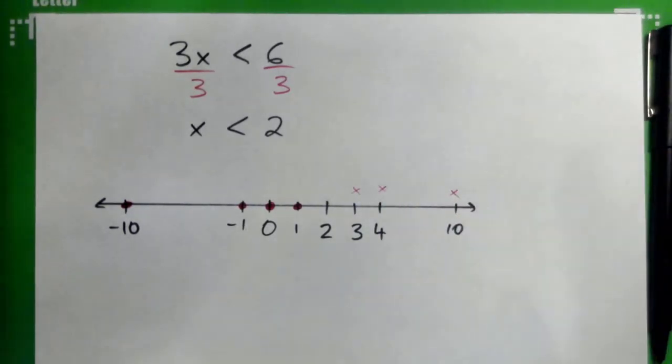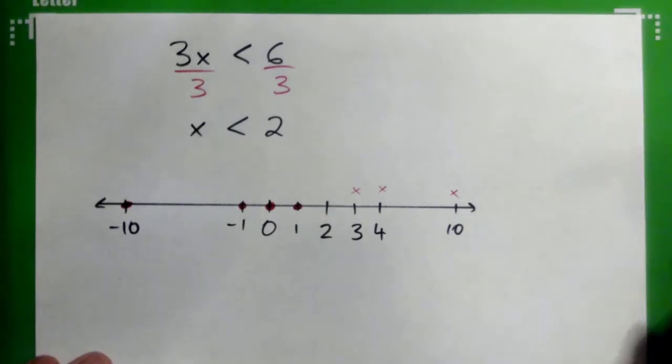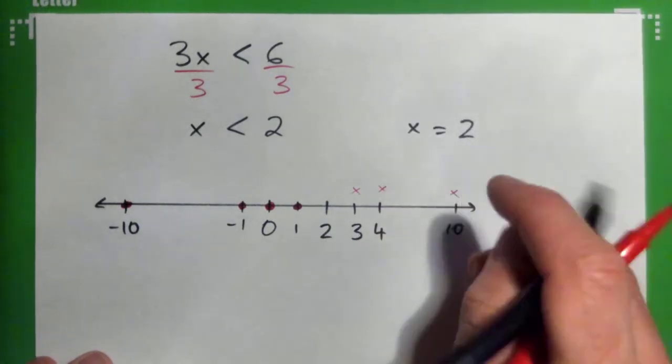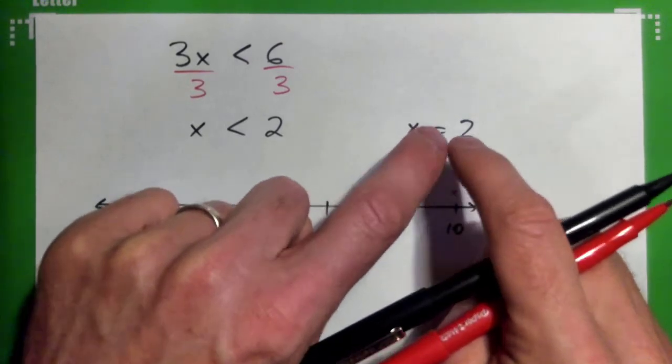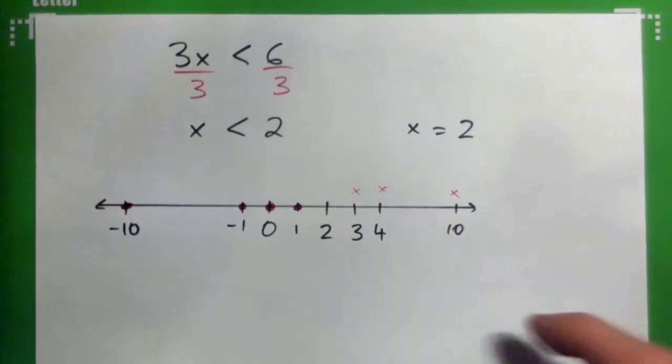So when we've got x less than 2, again, we're talking about our whole range of numbers, a whole bunch of numbers, not just one number. It's not just x equals 2. That would be an equality. This is an inequality, okay? So this is just one number. This is a whole bunch of numbers, right?